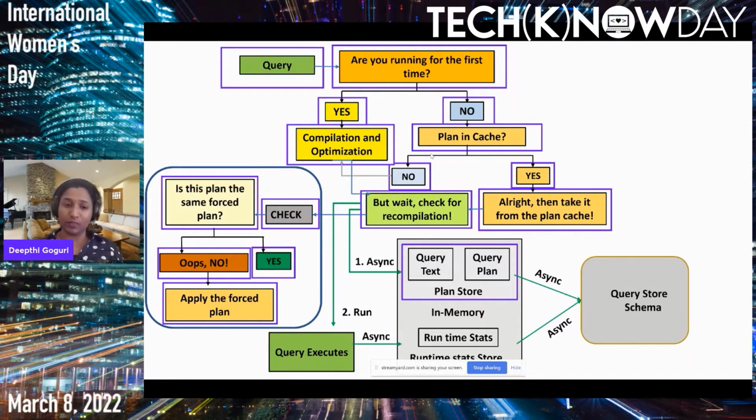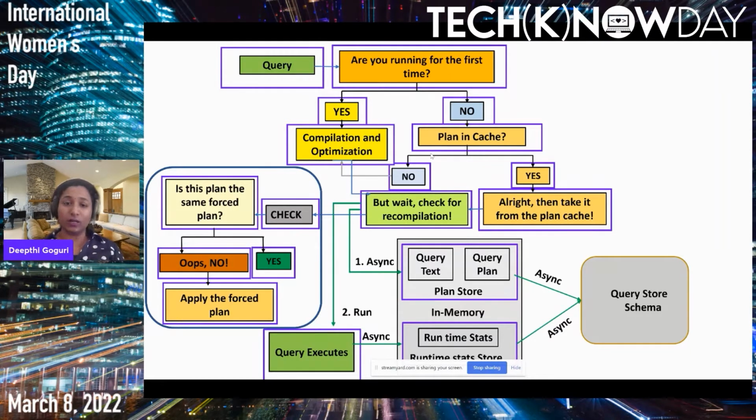Once that is completed, again, this is before executing the query, it will go to the execution phase after saving the query text and query plan inside the plan store in the memory. Once the query executes, it will save the runtime stats in the runtime stat store, because runtime stats always get captured after the query executes. So it will capture them asynchronously after the query executes, in the runtime stat store.